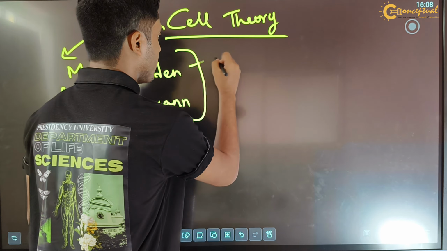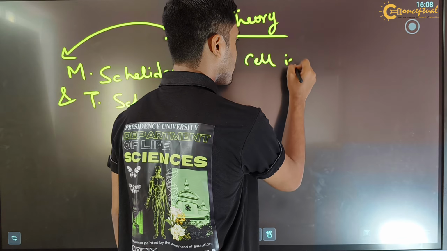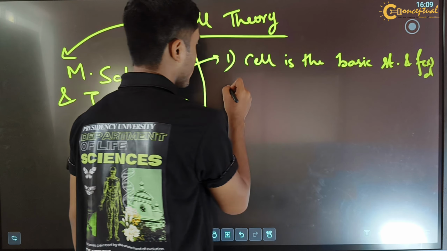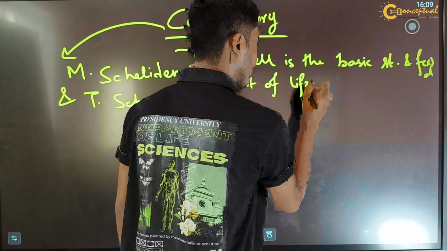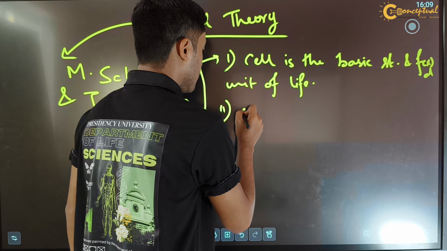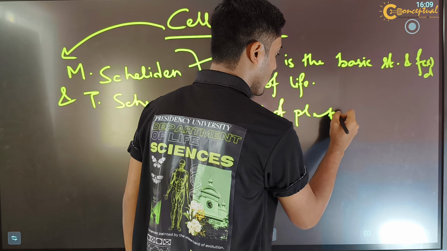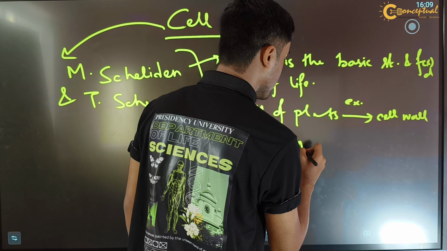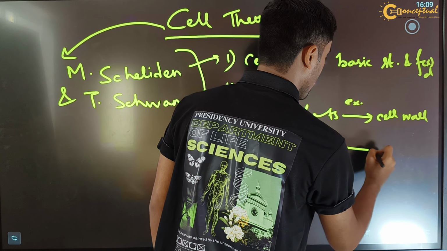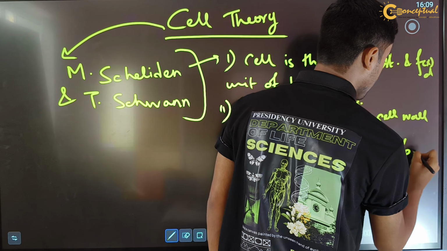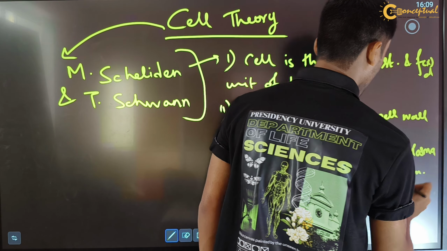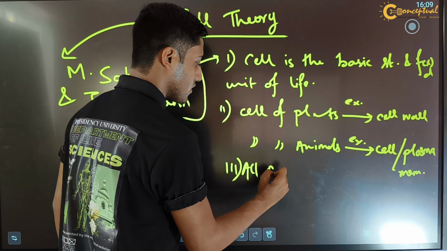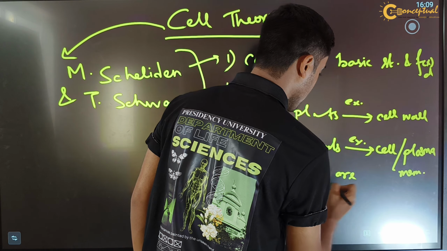These two scientists together said that the cell is the basic structural and functional unit of life. Then they said that for cells of plants, the most external layer would be the cell wall, whereas for cells of animals, the most external layer will be the cell or plasma membrane. And all organisms are composed of either one or more cells. So all organisms are composed of cells.